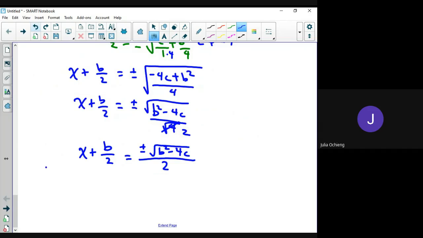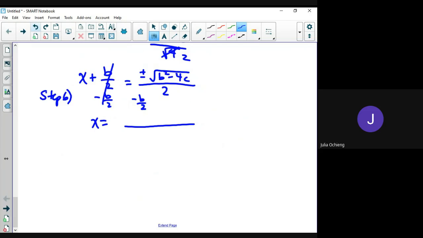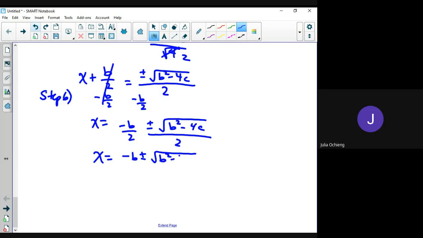All right, step 6 is going to be to solve for x by subtracting b over 2. So see if you can write down what that answer is going to be. So if I put a negative b over 2 in the front here, plus or minus the square root of b squared minus 4c over 2, I can just combine this fraction and this fraction because they have the same denominator. So x equals negative b plus or minus the square root of b squared minus 4c, all over 2.